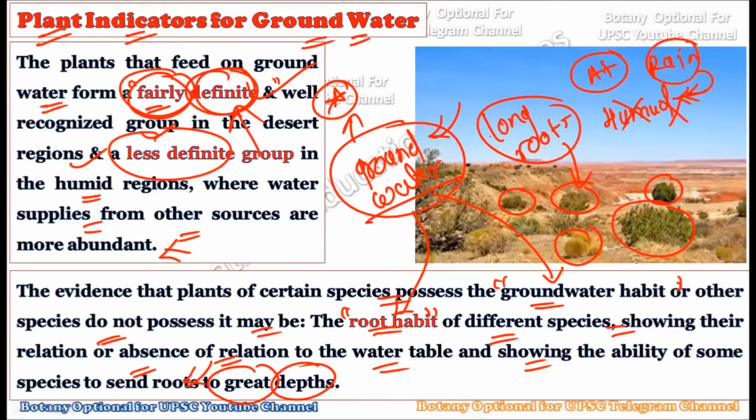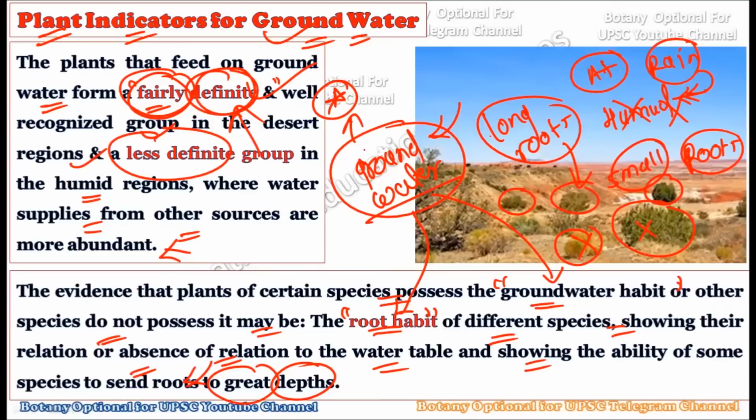And that is why not every plant within the desert has long roots. Maximum plants, or the small plants in the desertic region, have very small roots. Such plants are not indicative of the groundwater. But those plants which show the groundwater habit or the root habit and have very long roots in search of the water are definitely species which are indicators of the groundwater.